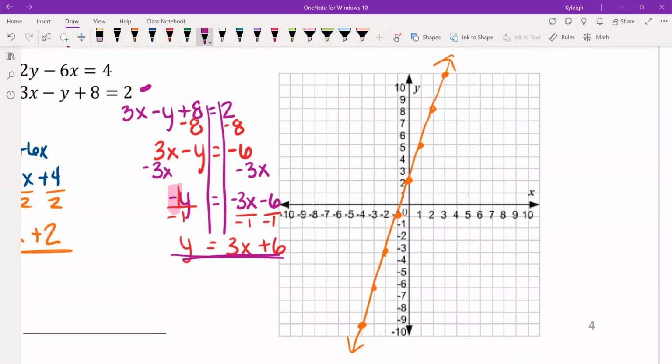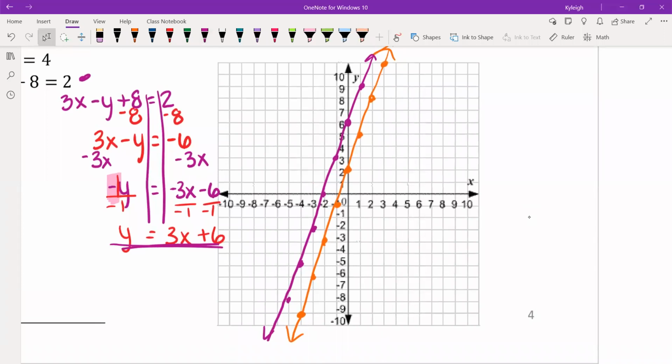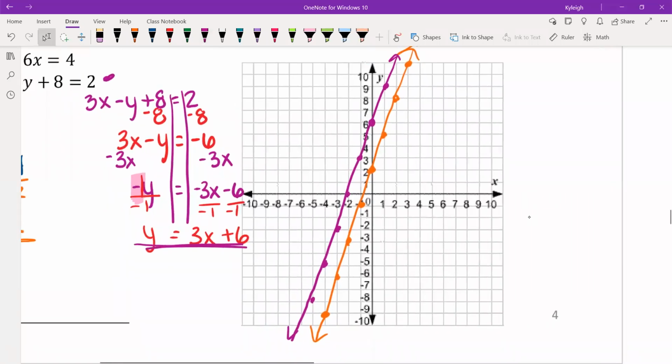So let's start graphing that now. Pause and graph that. Okay, so when you graph it, it looks like that. What do you notice about those? Do you think they are ever going to cross? Think they're ever going to cross?